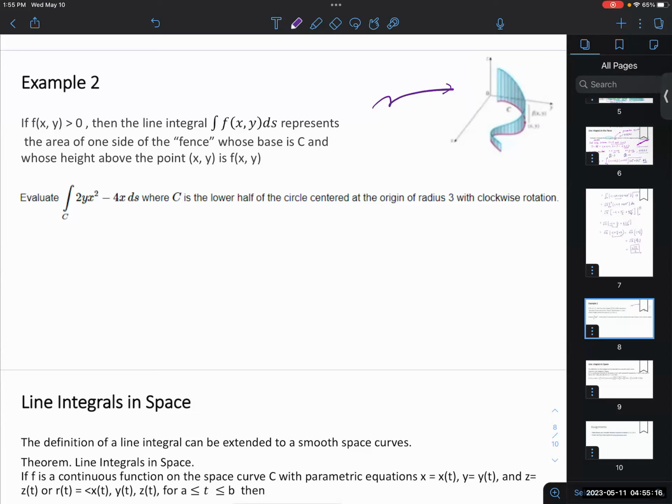So let's say you have this question, and here is the function with x and y variables. So this is definitely 2-dimension. It's not 2-dimension, it's 3-dimension, because there is a 3-dimensional space as long as you have 2 variables. So let's take a look at this. What is going on here? In this question, we have to take the integral of 2y x squared minus 4x, and they say that the integral is over the lower half of the circle centered at the origin of radius 3 with clockwise rotation.